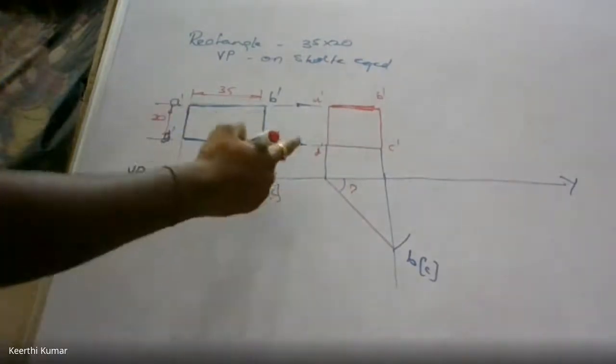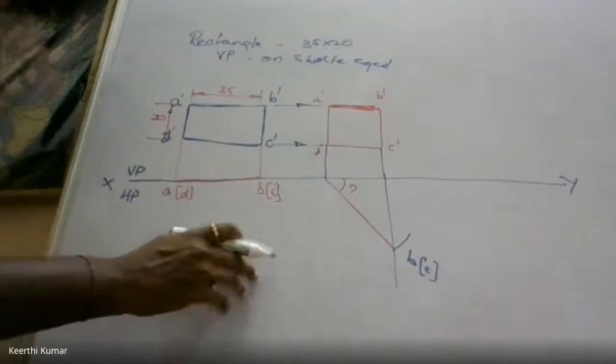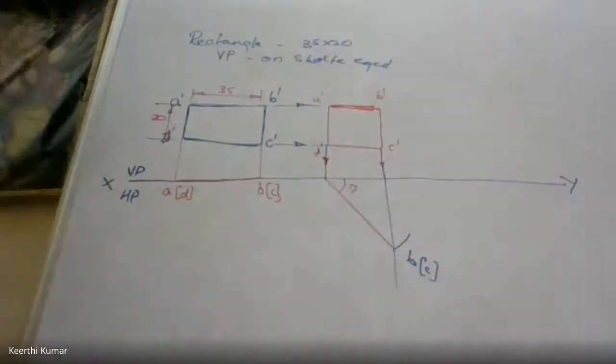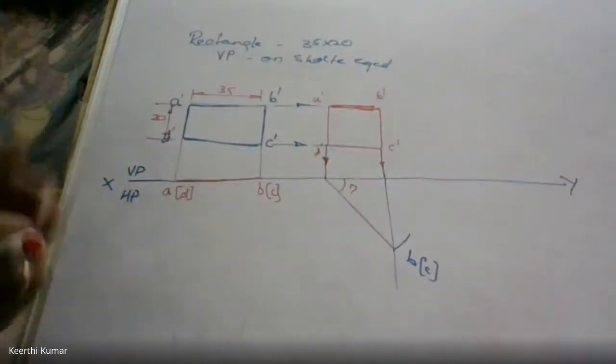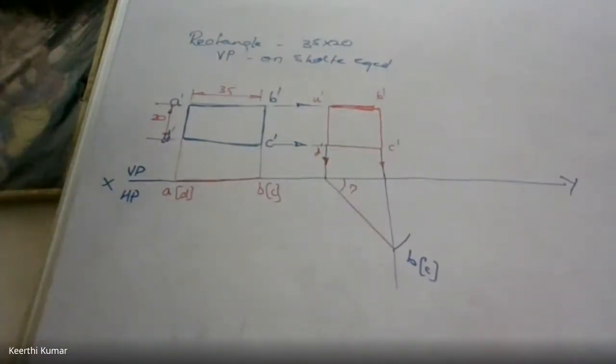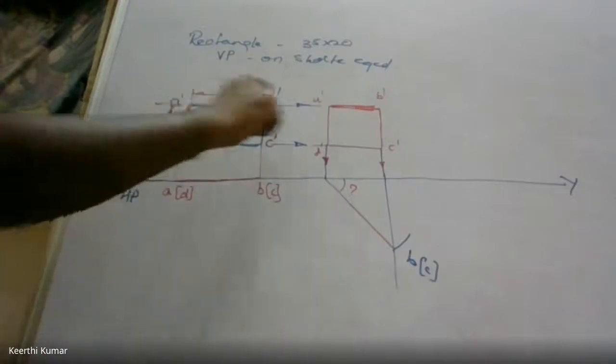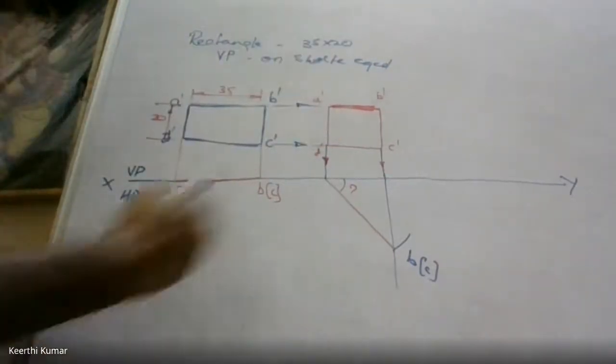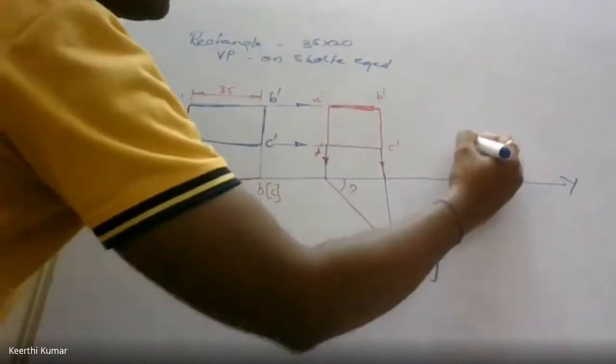The same thing we did when it is in HP, but now it is in VP. Next, what is the condition with respect to HP given? The edge on which it rests, the shorter edge, is inclined to HP at 40 degrees. So now you try to make the shorter edge which is resting, A dash D dash, at 40 degrees. So I'll take a parallel line and I'll draw a 40 degree line.